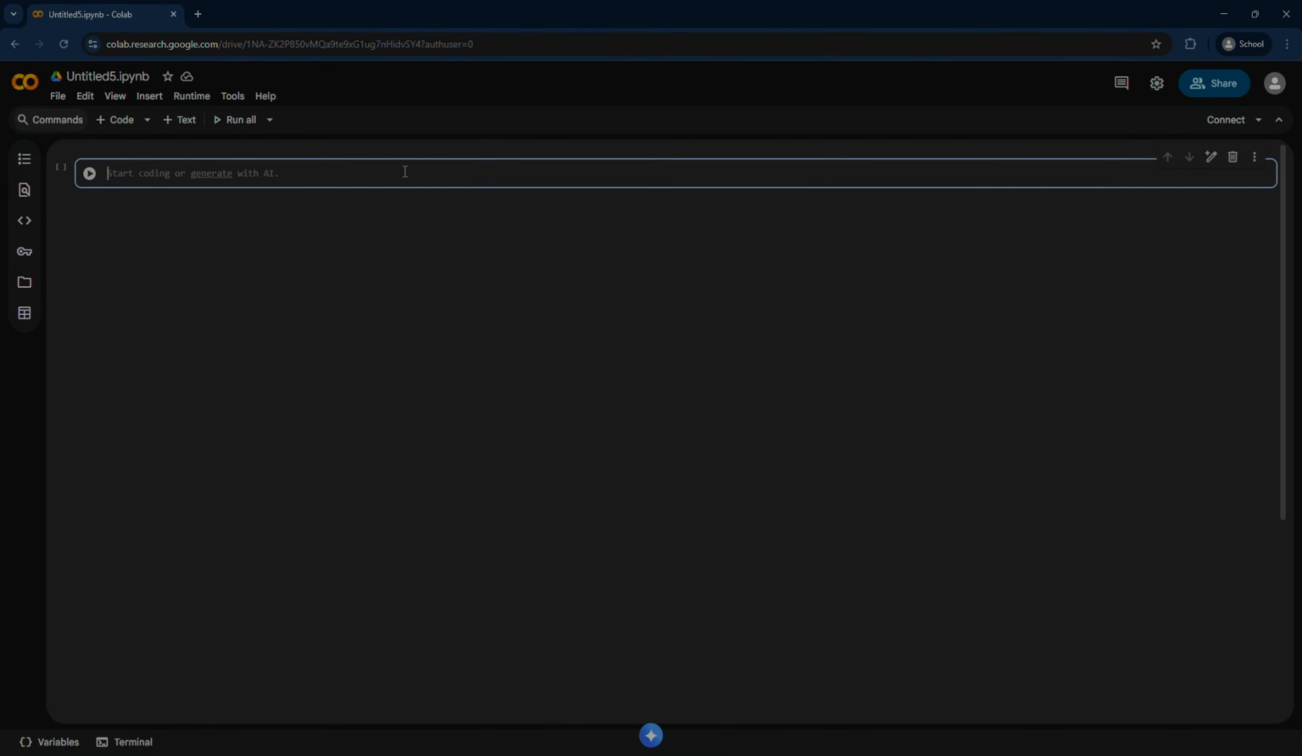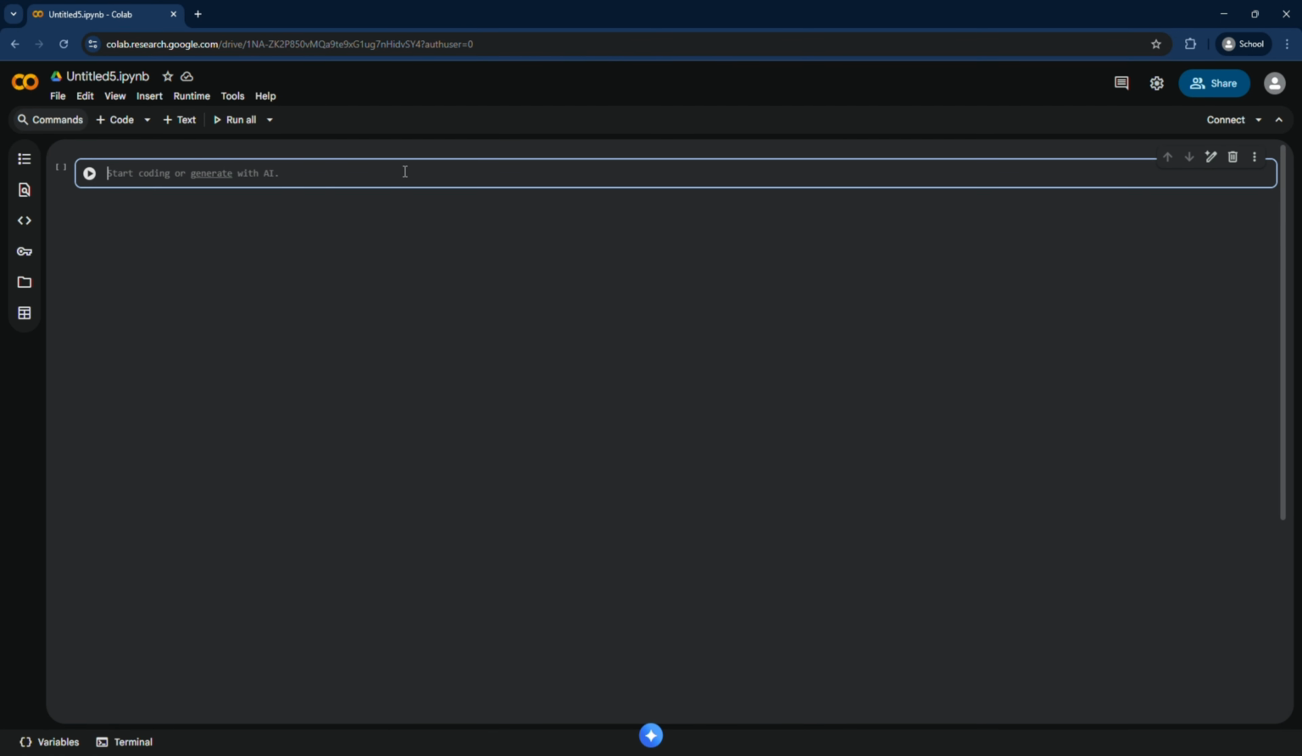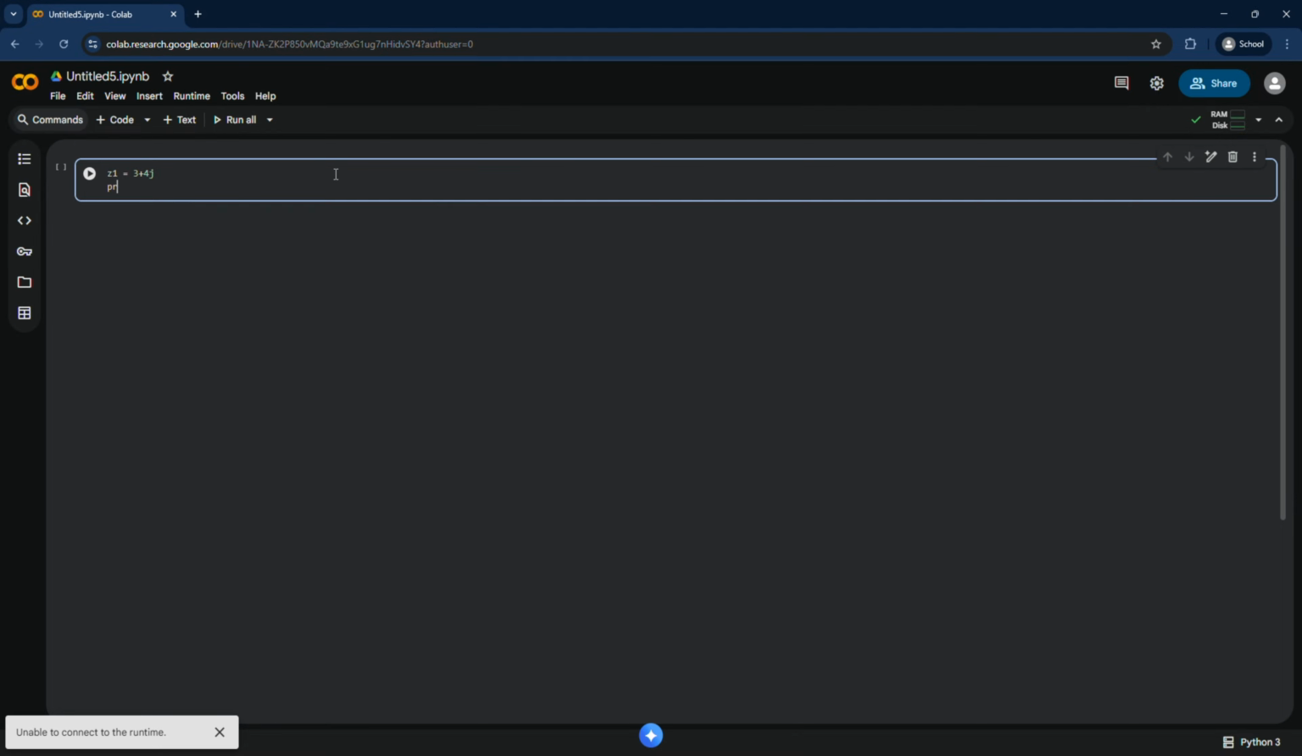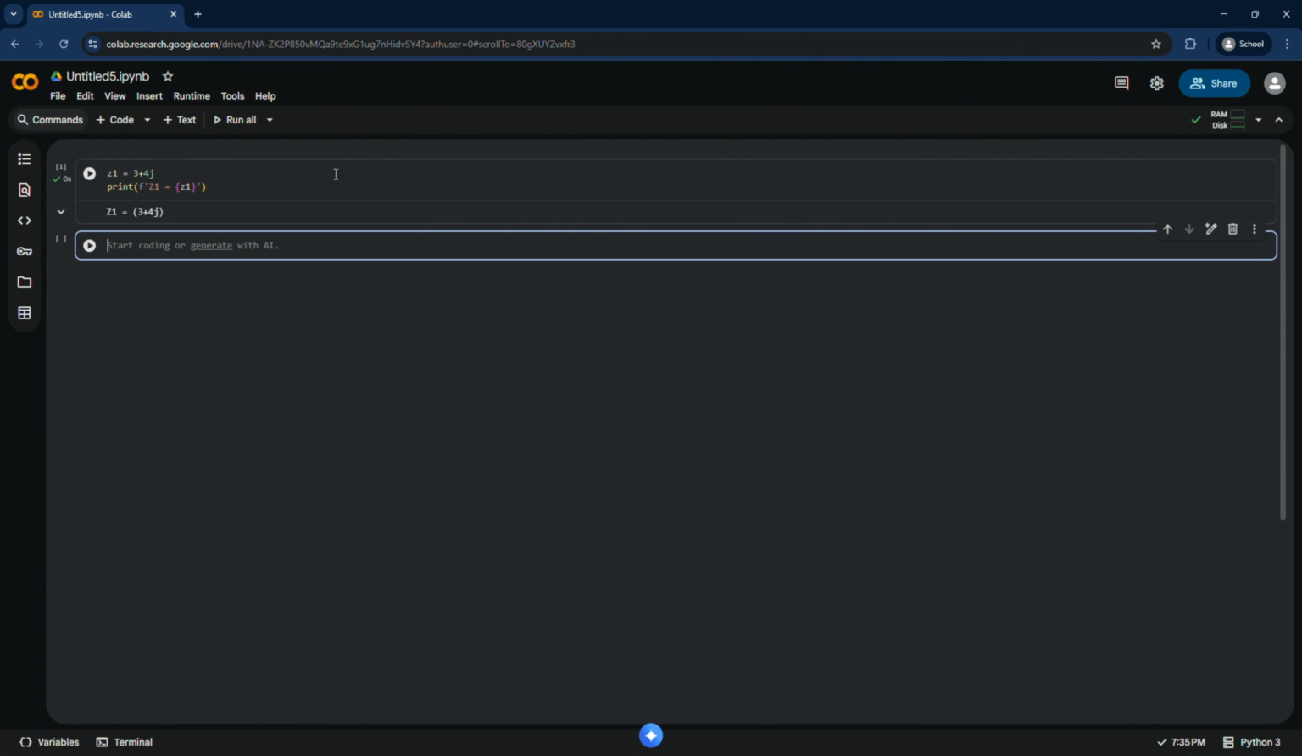Alright, now let's switch to the practical part. Open your Google Colab notebook and we will start experimenting with complex numbers directly in Python. The good news is Python has built-in support for complex numbers, so we don't need any extra libraries. Now type this, z1 equals 3 plus 4j and print this. Notice that Python uses j instead of i, but it means exactly the same thing.